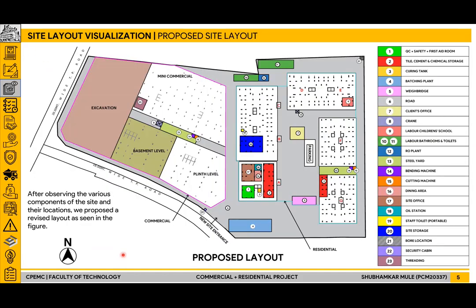So we understood that our site had a few shortcomings as well, and hence we proposed another site layout, which can be seen here. Some of the key changes that we thought would be beneficial were to bring the labor toilets and bathrooms closer together, as earlier they were very far away, and bring the quality control lab closer to the curing tank. Earlier the quality control lab was over here. Also, bring the material storage quite closer to the entrance so that it could facilitate better mobility of materials.